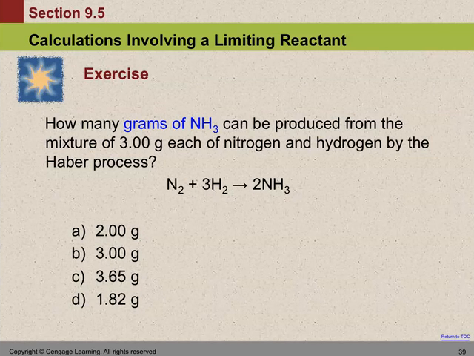Then you need to determine which one is the limiting reactant and use that limiting reactant and the molar ratio between it and the product to determine the moles of product formed. Once you have the moles of product formed, of course you can use the equation to convert to grams. The correct answer is 3.65 grams.